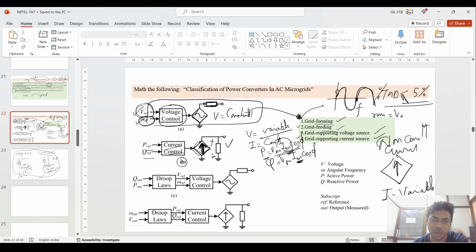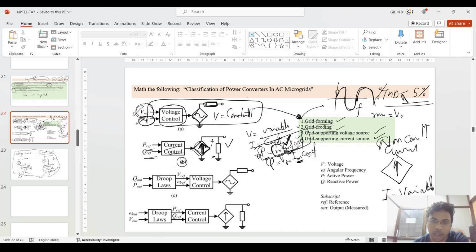Same amount of voltage at the same point of time. This voltage across this current source is being maintained, with respect to this P and Q. Suppose if you see this power is VRMS IRMS cos phi. If you are varying this P, this I should vary.